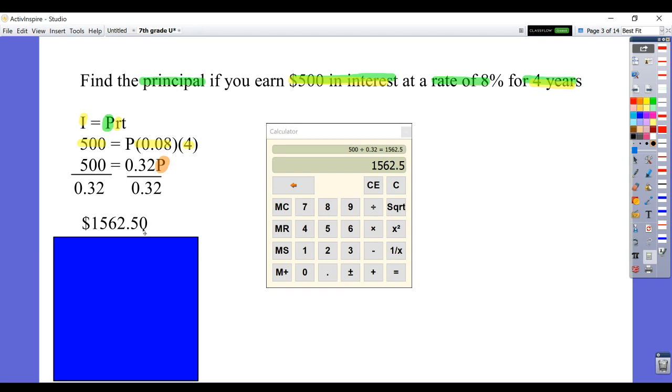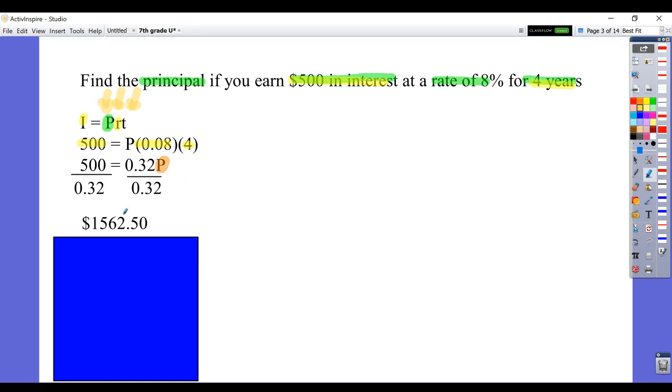$1,562.50. Again, you could check to make sure that you feel comfortable in your answer, because you could put this $1,562.50 here in place of P, times the interest rate as a decimal, times the time, and you should get $500 in interest, the amount that you've earned. So you could work it through to make sure that you feel confident in your answer, but this would be the principal amount that you'd put into the account at a rate of 8% for 4 years to earn $500 in interest.